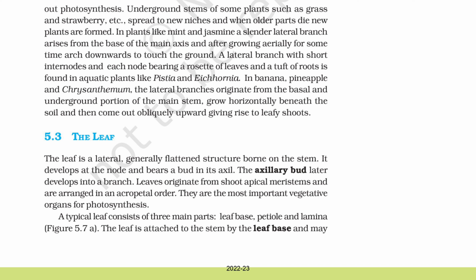In banana, pineapple and chrysanthemum, the lateral branches originate from the basal and underground portion of the main stem, grow horizontally beneath the soil and then come out obliquely upward, giving rise to leafy shoots.